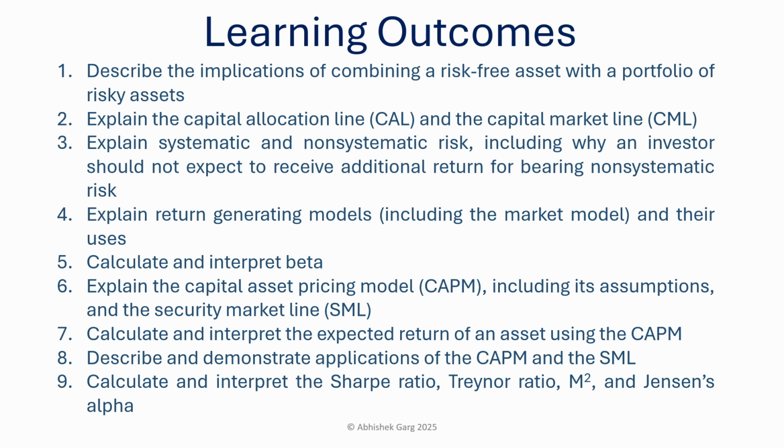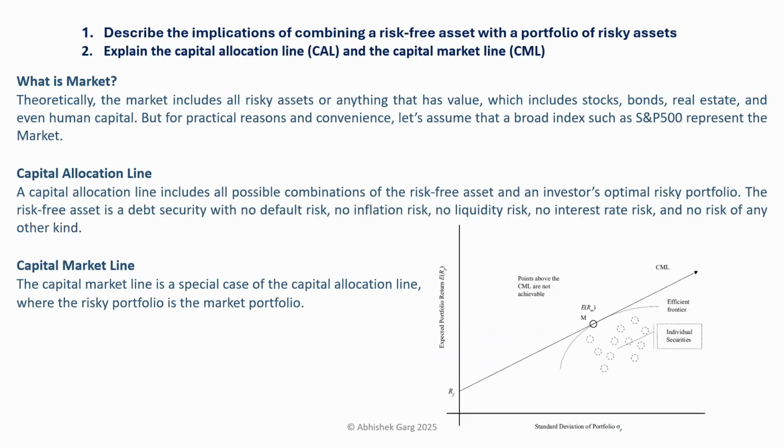There are 9 learning outcome statements in this module. We'll go through them one by one. Describe the implications of combining a risk-free asset with a portfolio of risky assets and explain the capital allocation line and capital market line. So first of all, what is the market?